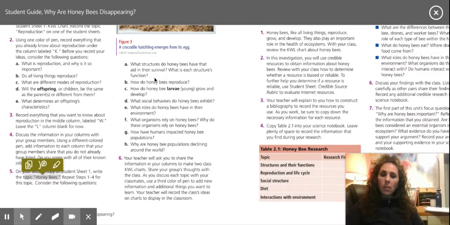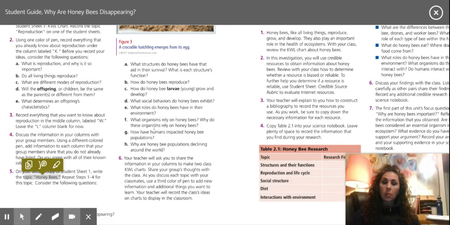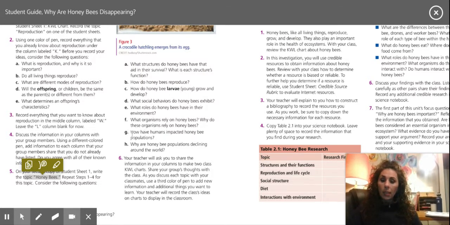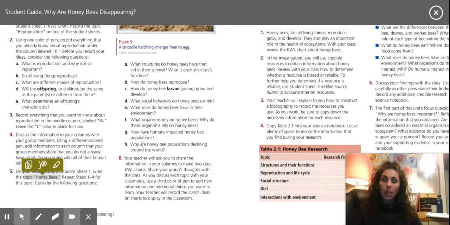How do honeybees reproduce? How do honeybee larvae, the young, grow and develop? What social behaviors do honeybees exhibit? Letter E, what roles do honeybees have in their environment? F, what organisms rely on honeybees and why do these organisms rely on honeybees? And letter G, how have humans impacted honeybee populations and why are honeybee populations declining around the world?